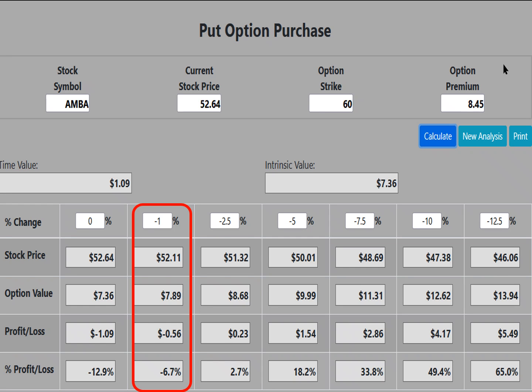Now let's take a look at buying the 60 strike put to see if it qualifies for the 1% rule. Here's the put option calculator picture for the 60 put. According to the 1% rule, we want the put to at least break even if the stock price is down 1%. The calculator picture shows that if the AMBA stock price is down 1%, the 60 put will lose 6.7% of its value. We want that to be break even or better, so the 60 put does not meet our requirements.